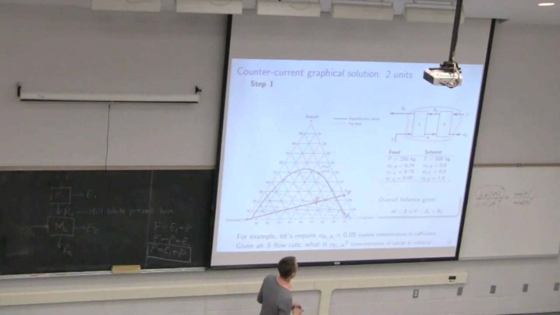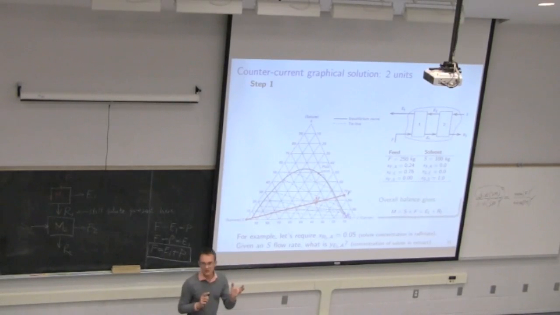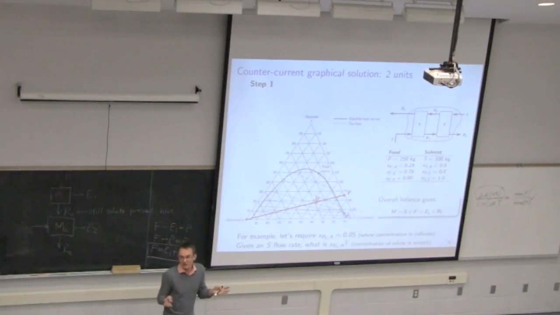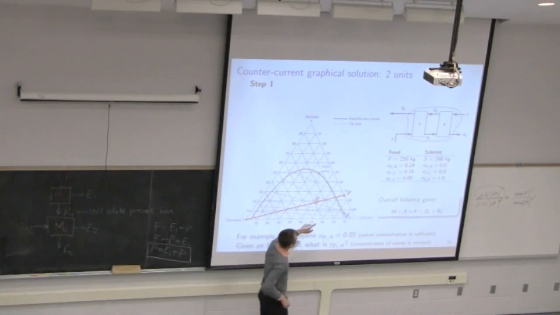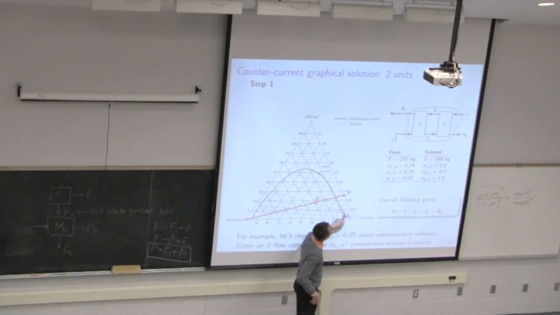So what we always do with these liquid-liquid extraction systems is specify one of the compositions leaving, because that's our aim, right? Remember we said our aim is to design the number of stages and the solvent flow in order to achieve a certain goal of a given extraction. So let's design the system so that we can achieve R2, for example, at 5%.